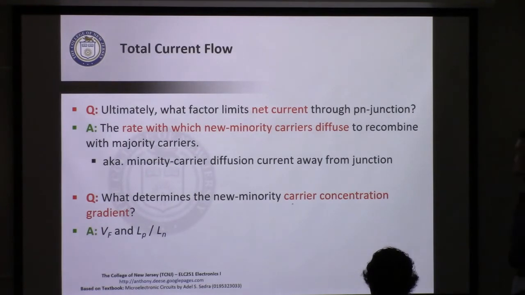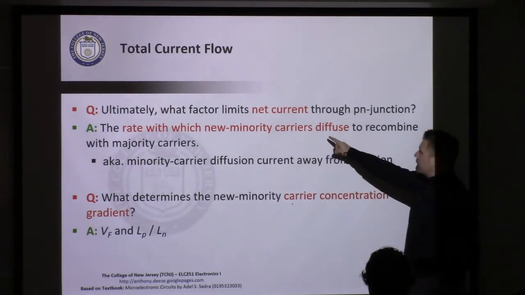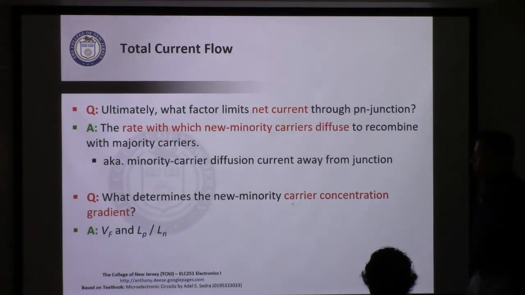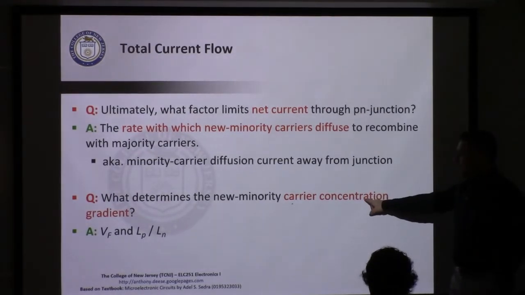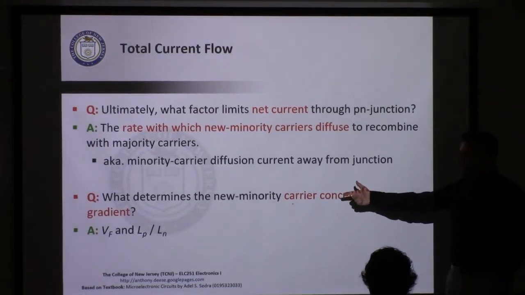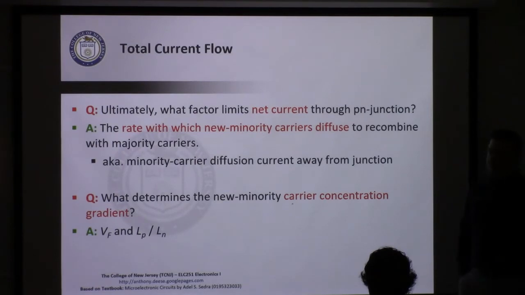Right? The limiting factor is going to be the rate at which the new minority charge carriers diffuse to recombine with the majority charge carriers. And so what determines this rate? A couple different values, Vf, and then the diffusion lengths themselves, Lp and Ln.